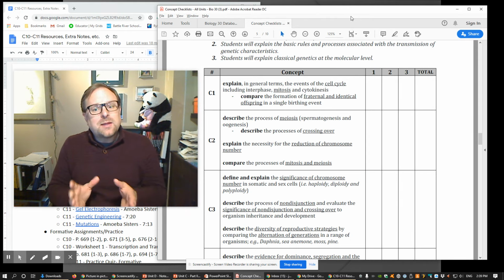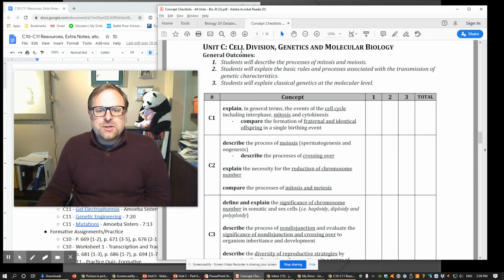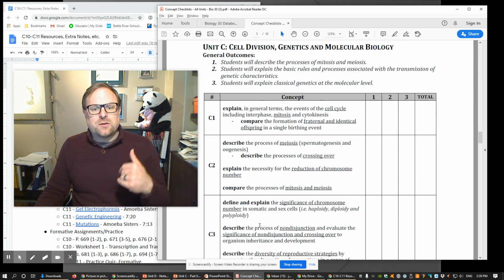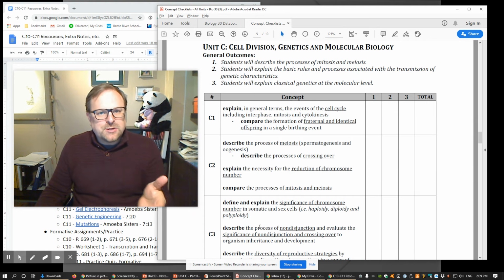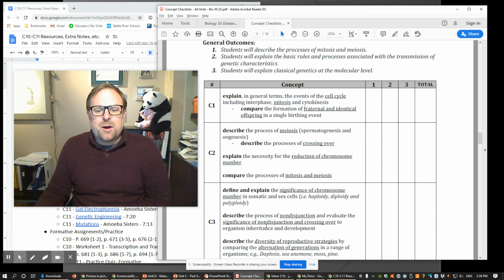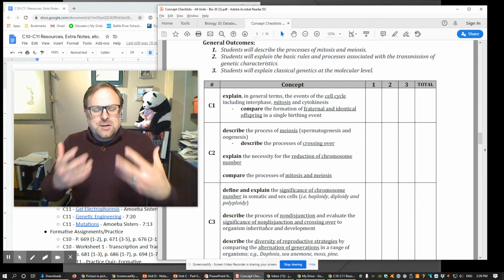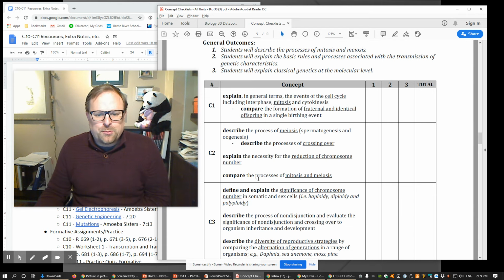But before we get into that, I want to work our way through what we've done in the unit so far. We started out talking about cell division in the first three concepts. We talked about mitosis and meiosis. Then we moved on and started to talk a little bit about non-disjunction and what goes on when mitosis or meiosis doesn't occur properly.